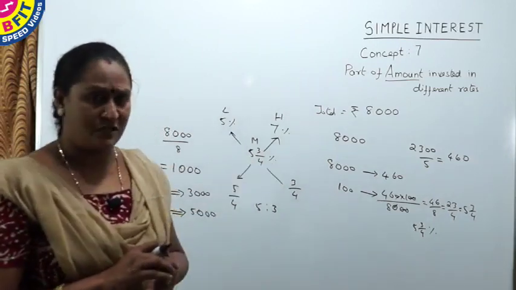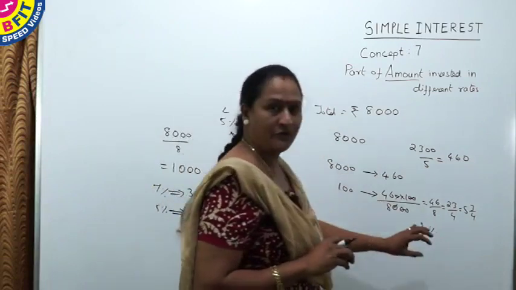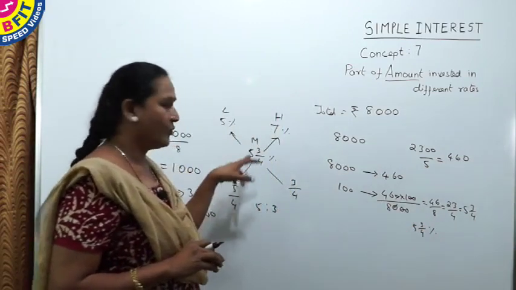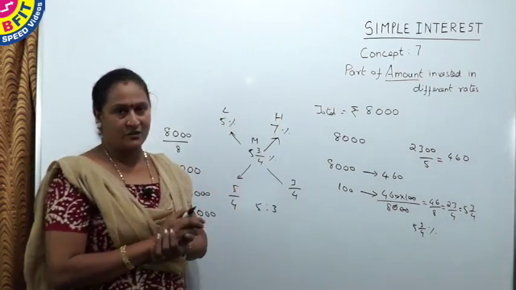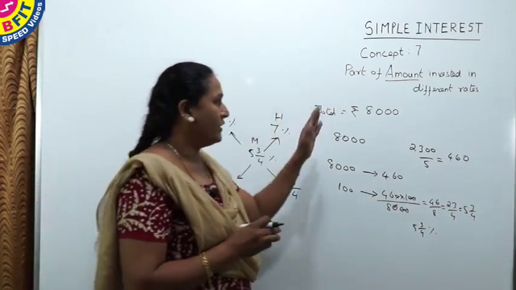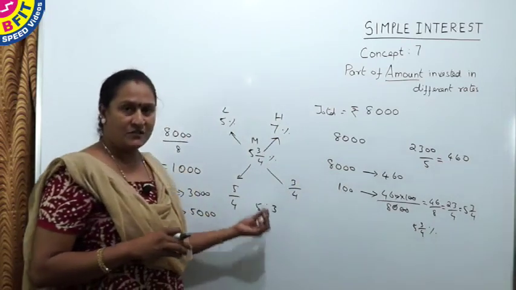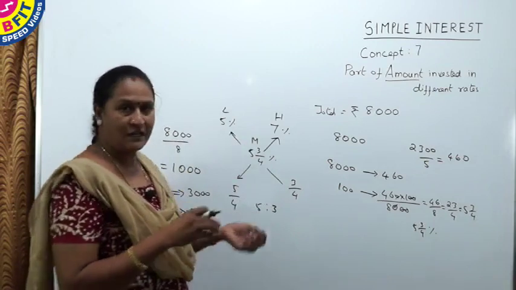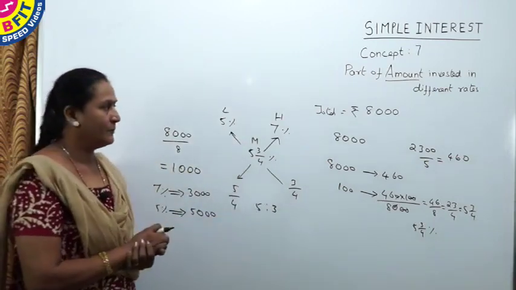So for this concept also, using the same 100 rupee concept, we have got the rate of interest, that is the median rate for both, and using the alligation process, the ratio of investment is got. Whenever part of an amount is invested in 2 different rates, we can find the ratio, which is very simple using the alligation process, and then accordingly we can work out.